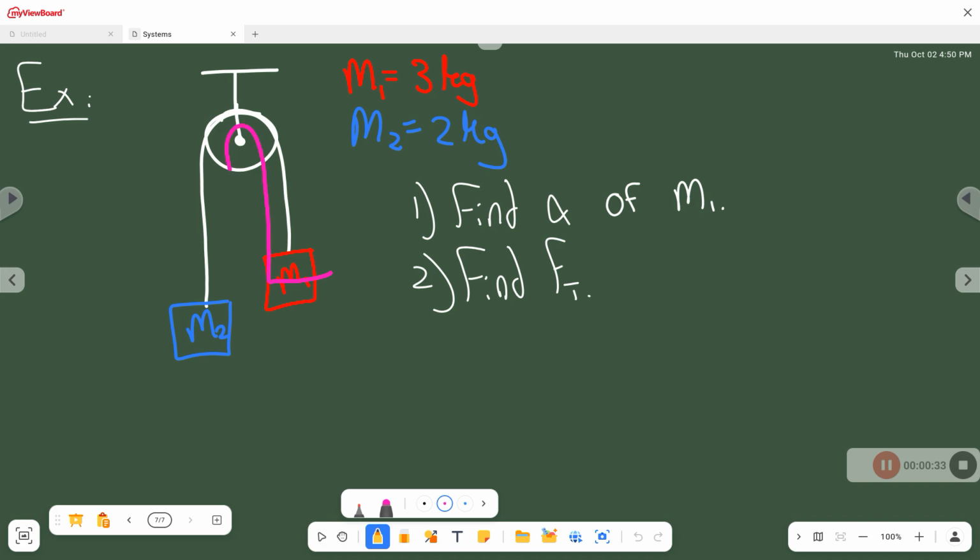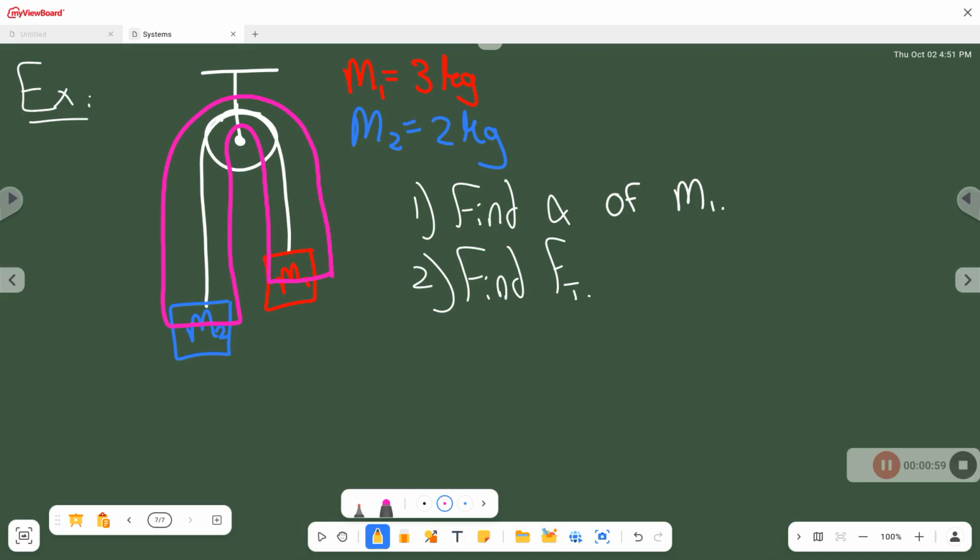So we've got this Atwood machine here. We have M1 with more mass, M2 with less mass, and we're trying to find the acceleration of M1 and then the tension in that string there. To start, we got to find that acceleration. So we got to get the correct setup going here.